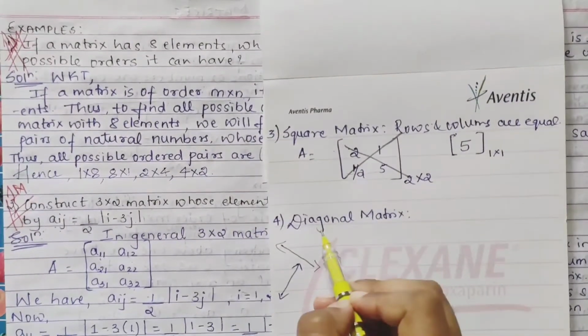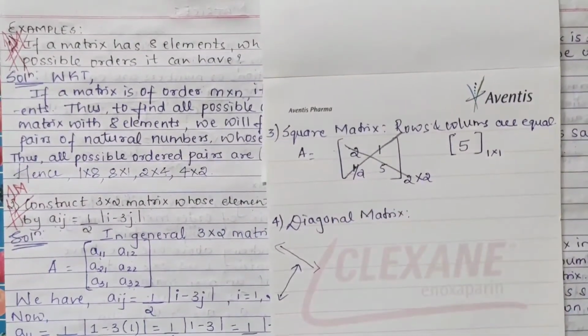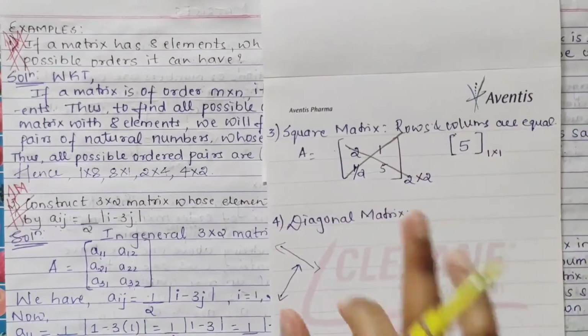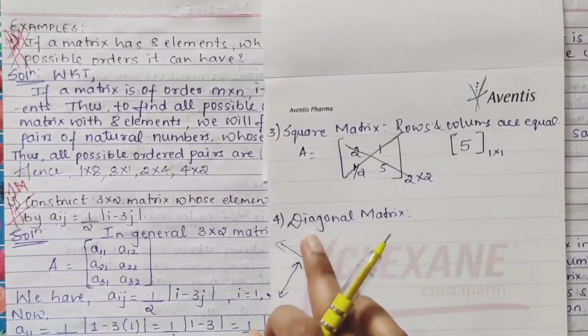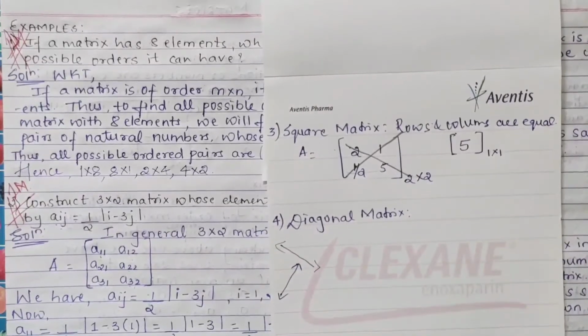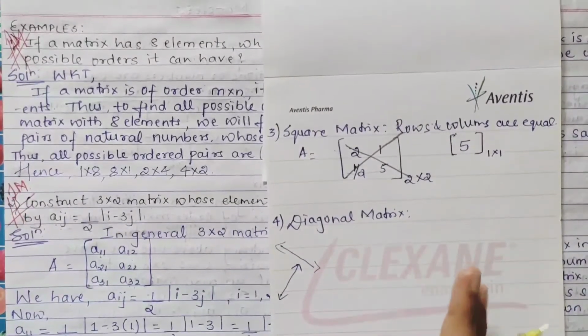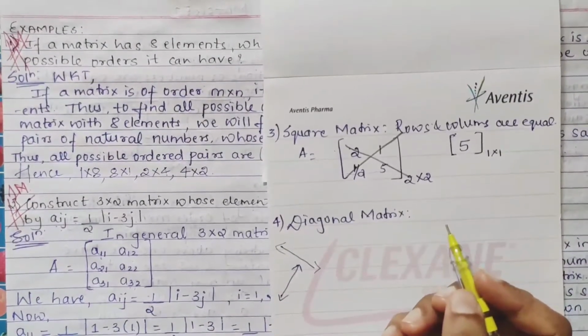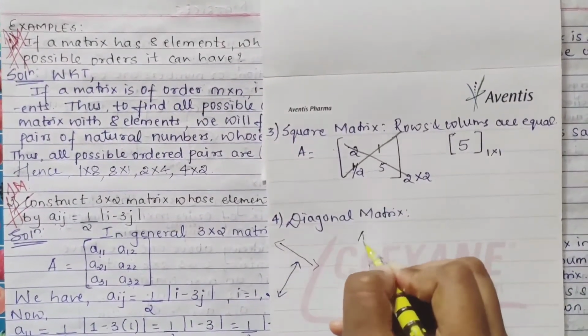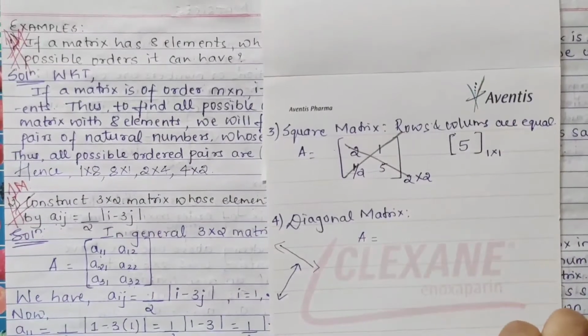first of all, a diagonal matrix should be a square matrix. Square matrix means the number of rows and number of columns should be equal. So whenever you are telling diagonal matrix, you tell a square matrix is a diagonal matrix where non-diagonal elements are 0. Non-diagonal elements are 0. Means what? Suppose I will take example A.